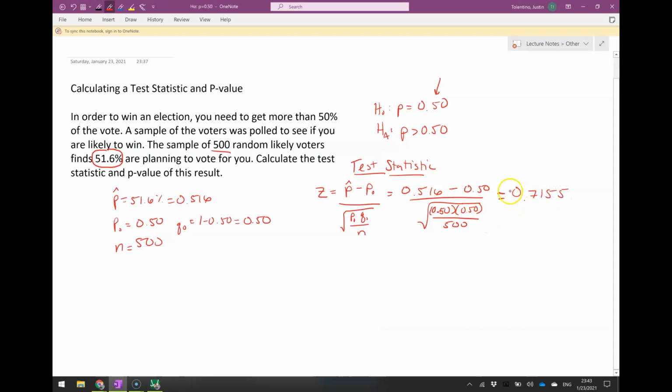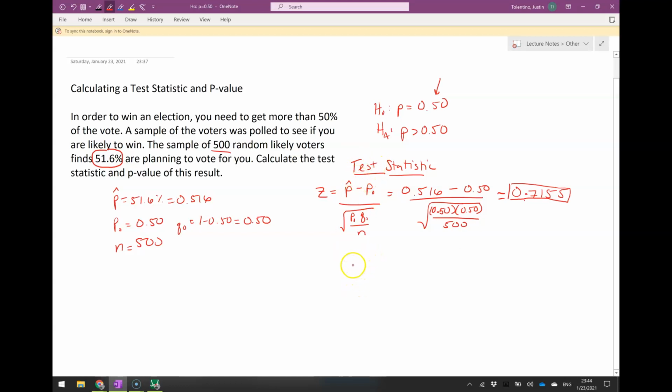So what does this test statistic represent? Again, this is how far away our observed data were from what we expected to see. We saw our data fell 0.71 standard deviations above what we expected. So a little bit higher than what we thought, assuming this null hypothesis is true.